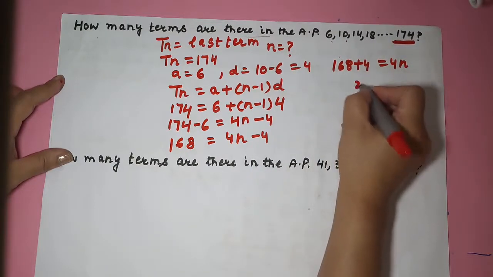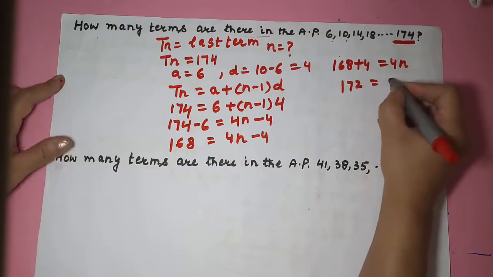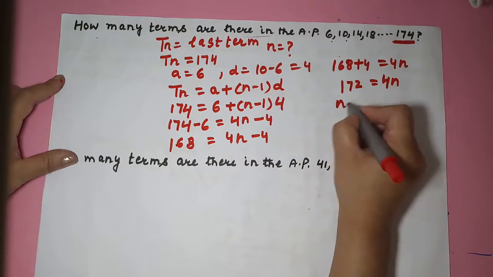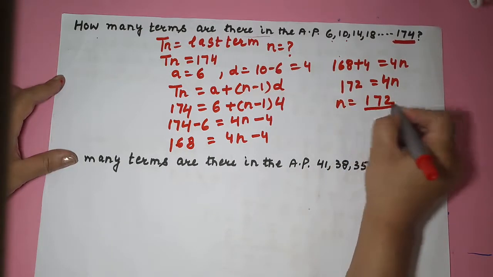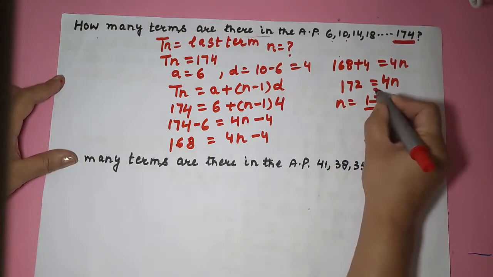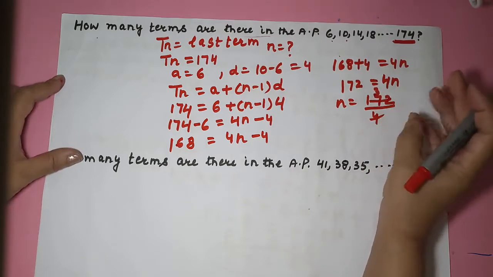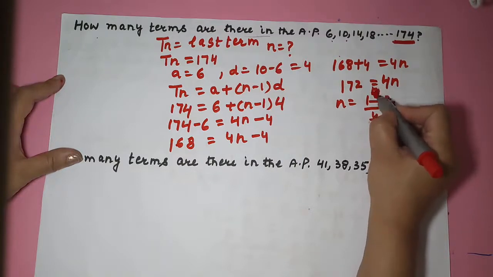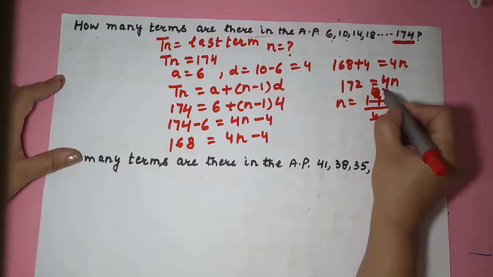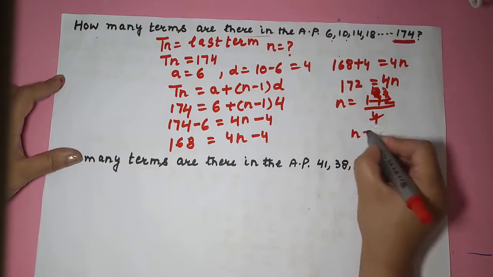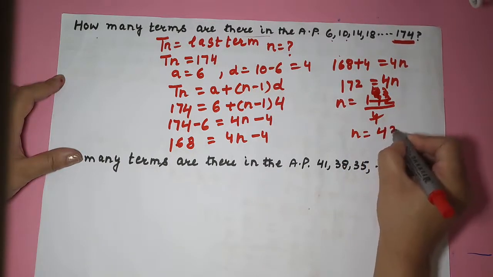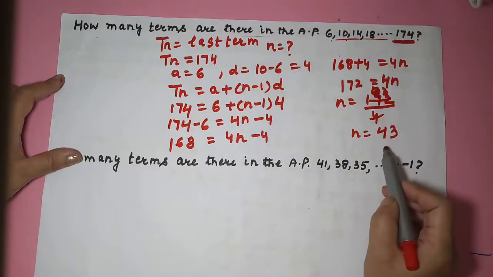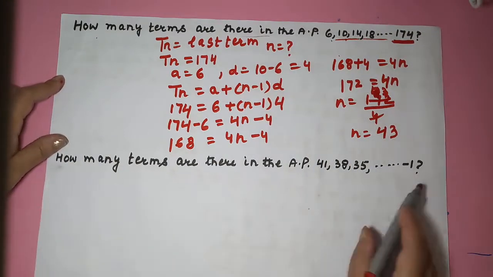So this is 168 equal to 4n minus 4. Now shift this 4 to this side. What will I get? 168 plus 4 is equal to 4n. So this is 172 equal to 4n. Now how much will be my n? 172 upon 4. 4 3s are 12, 13, 14, 15, 16, 17. 4 4s are 16. So we have n equal to 43. Right? So how many terms will be there in this series? 43 terms.